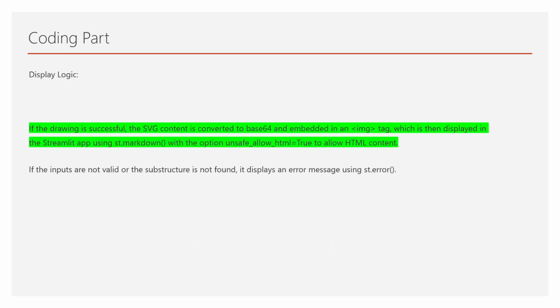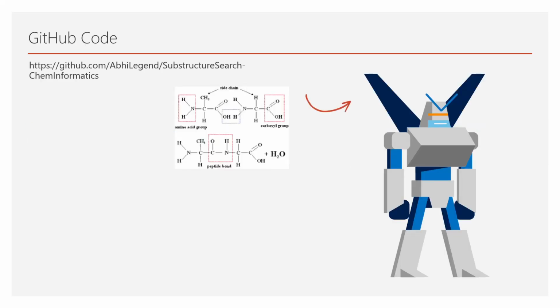Okay, and again, display logic. If the drawing is successful, the SVG content is converted to base 64 and embedded in an image tag, which is then displayed in the Streamlit app using st.markdown with the option unsafe_allow_html=True to allow HTML content itself. Okay, so here are all the details of the code. You can just clone it or fork it accordingly, and you can get started with it.